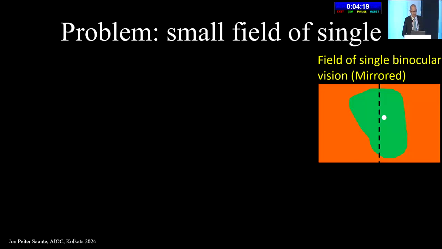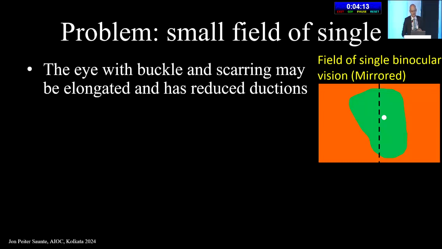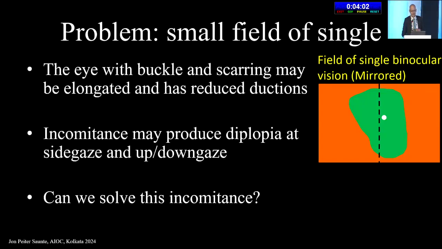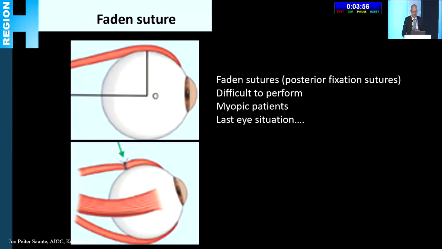And the problem after you do this, if you do the eye with the retinal detachment first, the problem is that the eye with the buckle has a lot of scarring and can be very stiff. So the patient may have incomitance and diplopia. And can we improve this? So this is a figure of how the green single island of binocular visual field is where the patient works.